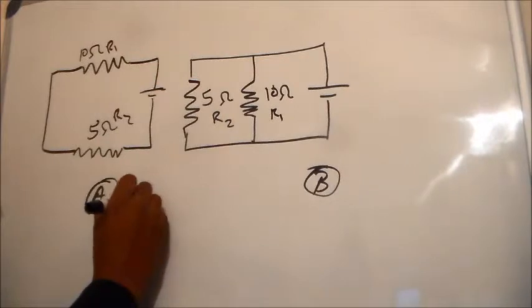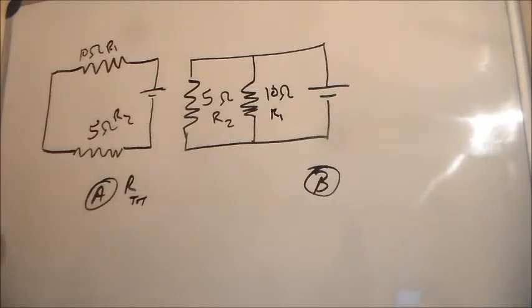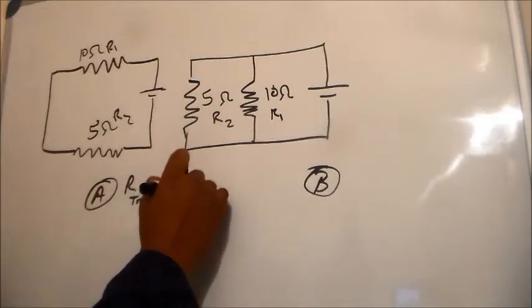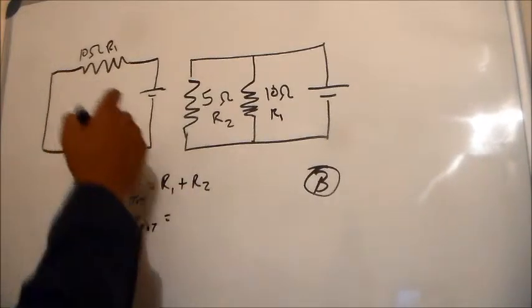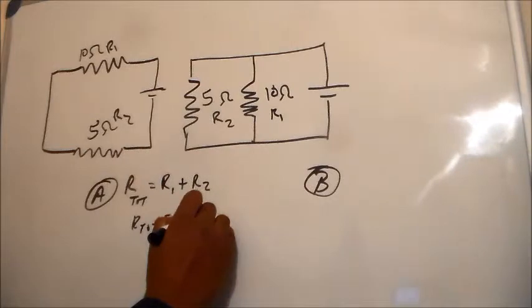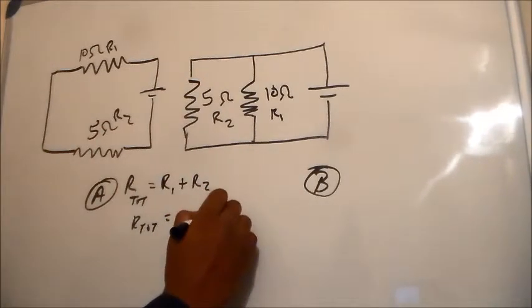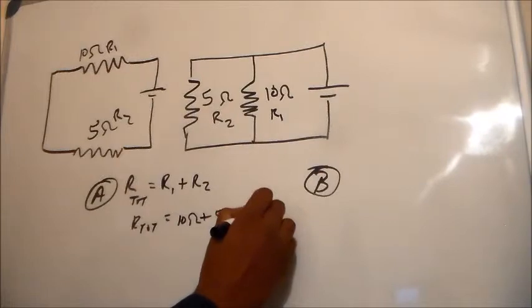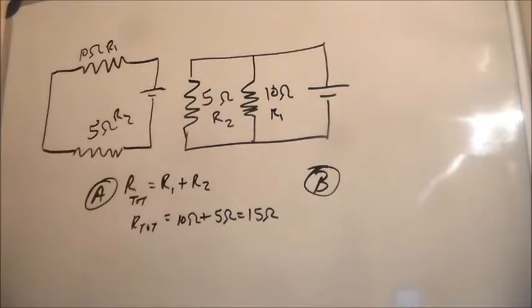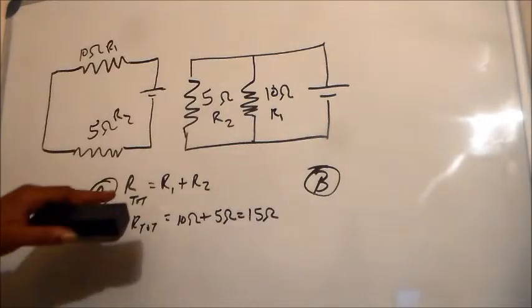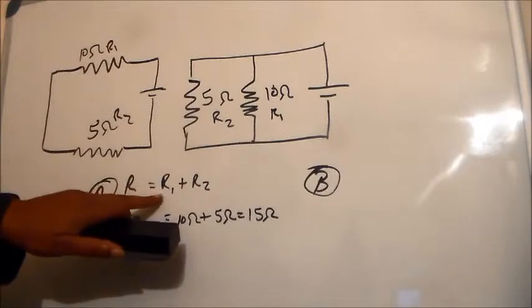Okay, so total resistance: R total equals R1 plus R2. R1 is 10 ohms, plus R2, 5 ohms, is 15 ohms of resistance. That's how strong it is. 15 ohms of resistance. 5 ohms will be weaker, 20 ohms will be stronger. So R total in the series circuit is R1 plus R2.